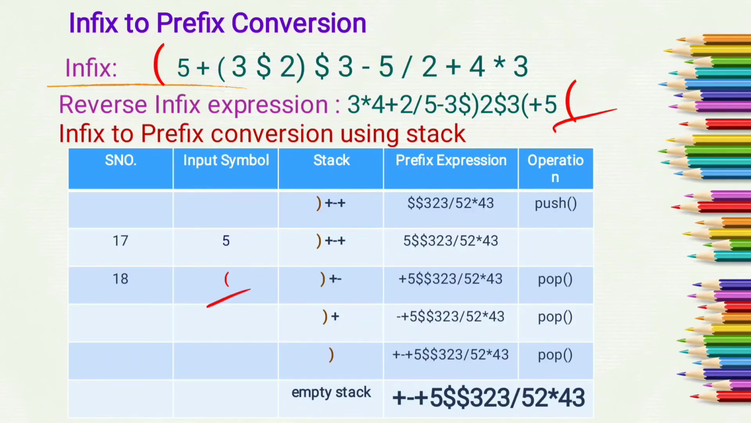Next input symbol is open bracket. Whenever an open bracket comes, we have to pop operators one by one from the stack until we get a closing bracket. So first this plus will be popped out and added into the prefix expression. Then this minus will be popped out, and finally this plus will be popped out from the stack and added into the prefix expression. Now this closing bracket will be cancelled out with this open bracket. Now the stack is empty. So this is our required prefix expression corresponding to this infix expression. Answer is plus minus plus 5 $ 3 2 3 divide 5 2 star 4 3.